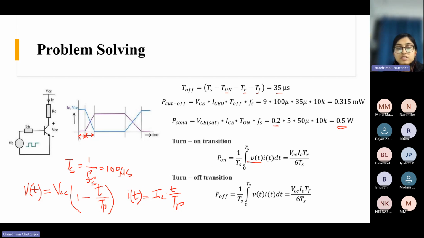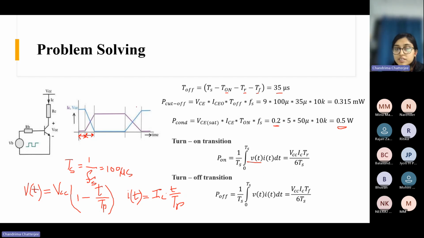So now we have the voltage expression as well as the current expression. We can simply put it here. If you integrate it from 0 to TR, because the equation is valid only in this time span, and the total time period is Ts, this comes out to be this expression.